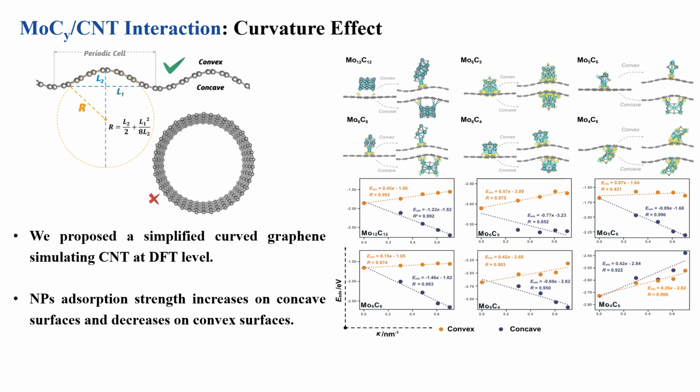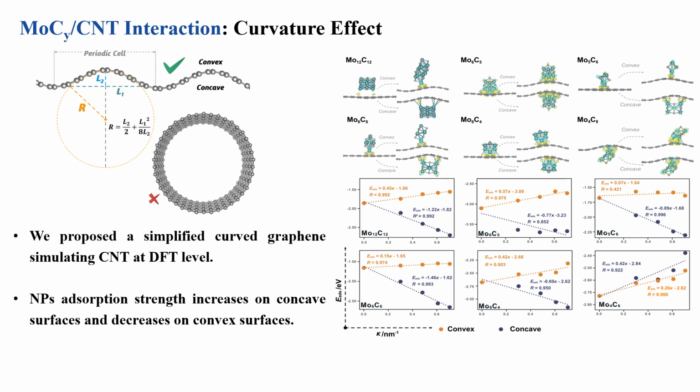So now we move from the graphene to the carbon nanotube. First, I would like to share with you a simplified and efficient method to model the carbon nanotube, because normally it's very computationally expensive to model the whole carbon nanotube at the DFT level because of the huge number of atoms. But here we use the curved graphene model. It highlights the most important feature of carbon nanotube, which is the curvature, or to say the curved surfaces.